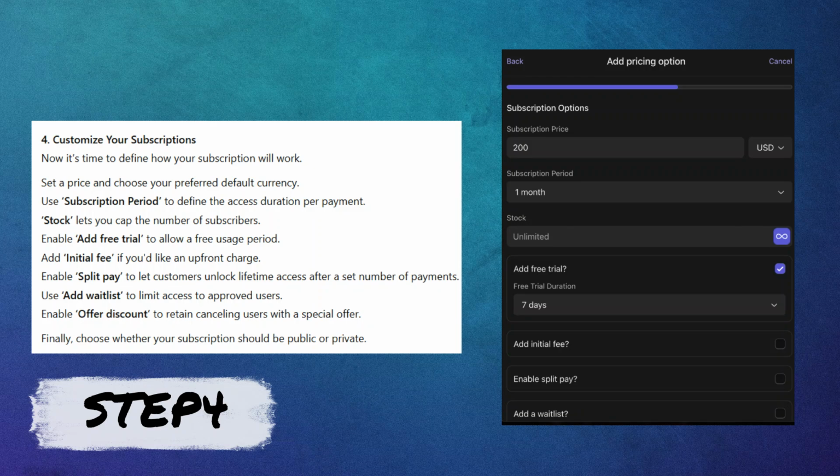Add initial fee if you like an upfront charge. Enable split pay to let customers unlock lifetime access after a set number of payments. Use add waitlist to limit access to approved users. Enable offer discount to retain canceling users with a special offer. Finally, choose whether your subscription should be public or private.